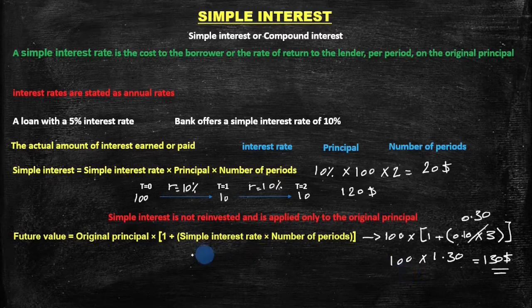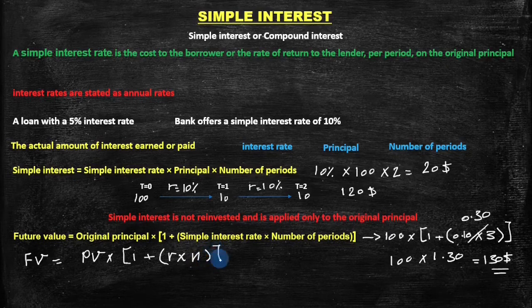Okay, great. Now, because every time you were to write the whole thing, that would be slightly difficult, we would abbreviate these names. So for future value, we would just write FV. For original principal, because that's your present value, we call that PV, multiplied by 1 plus the simple interest rate, we call that R, multiplied by number of periods, we call that N. So this is how we would write out the formula from now on, instead of writing the whole thing.